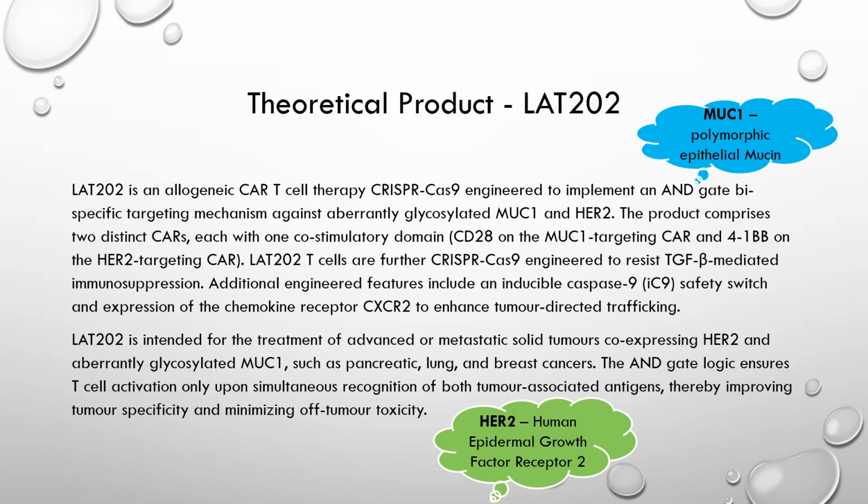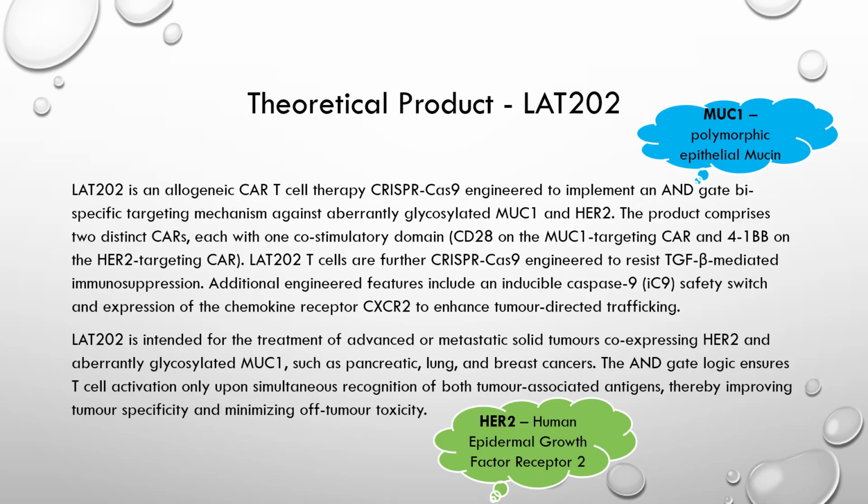The second theoretical product is LAT202, and it's an allogeneic CAR T cell, CRISPR-Cas9 engineered CAR, and it is an AND-gate bispecific targeting mechanism, targeted against aberrantly glycosylated MUC1 and HER2. MUC1 is a polymorphic epithelial mucin, and HER2 is the human epidermal growth factor receptor 2. So the product comprises two distinct CARs, each with its own co-stimulatory domain: CD28 for the MUC1 targeting CAR and 41BB for the HER2 targeting CAR.